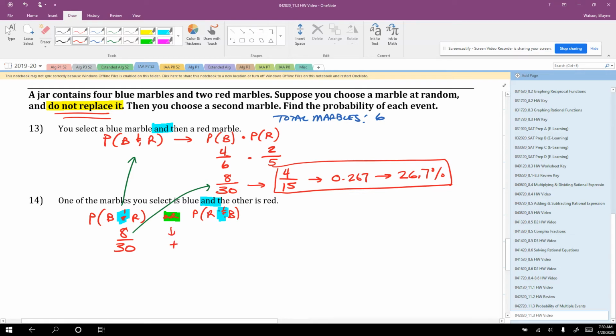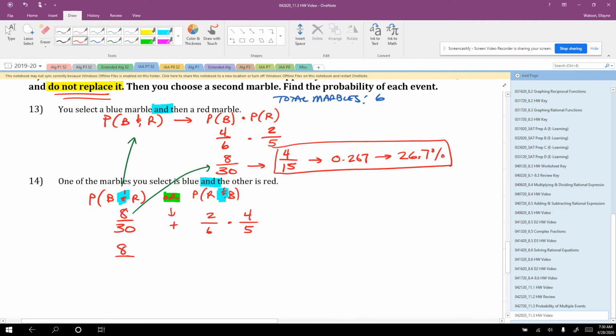So this would be probability of red. So there's still 6 total, and there's 2 red. So red and then blue. And, well, now you don't replace it, remember? So it's gone from 6 down to 5. And how many of those 5 are blue? 4. So if you're already seeing it, it's the same. 8 over 30 plus 8 over 30. Okay? But you have to consider both scenarios.